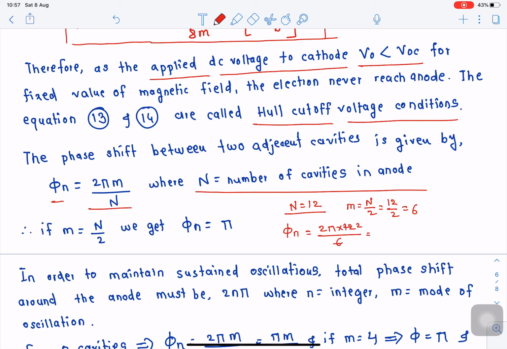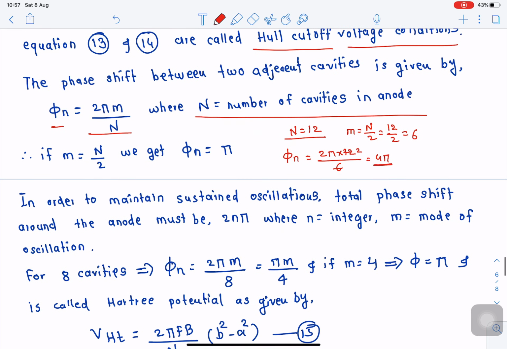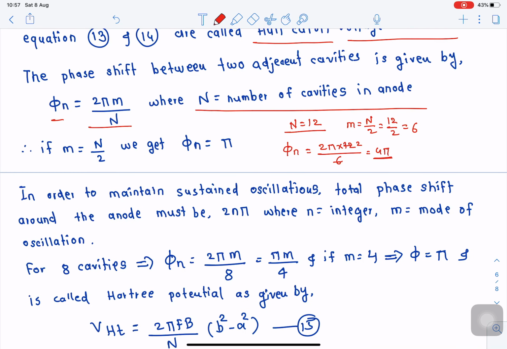6 into 2, it is a 4 pi. Okay, so it is a multiple of pi, so that means it is a pi mode operation. So phi n indicates that the adjacent phase between any two cavities, if it is maintained equal to integer multiple of pi, we call this mode of the operation of the magnetron tube a pi mode operation.